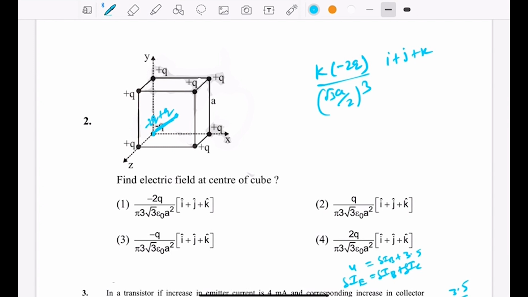So that will be a by 2 comma a by 2 comma a by 2. So now yes, here I have gone wrong. So a by 2, if I take common, it will be i plus j plus k. Yes, that's it. This is what I have to do. So now if I do the cube, what will I get? So this 2 gets cancelled.